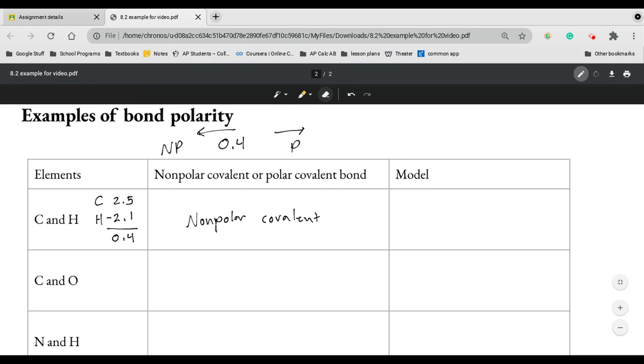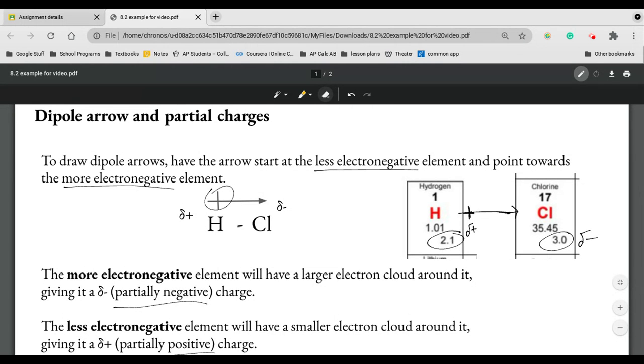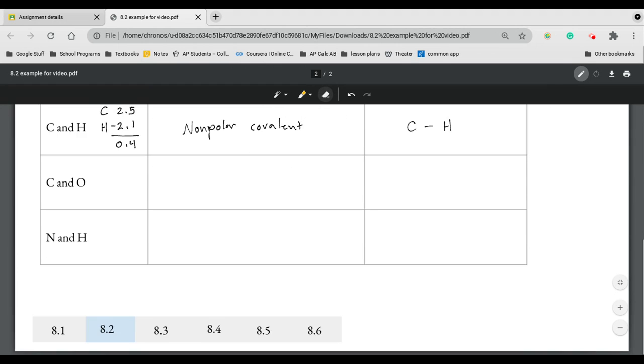And then when you're modeling this, you draw out the bond. And since it's a nonpolar covalent bond, we don't add any of these dipole arrows or delta positives and negatives, because those are signifying the movement of an electron, which isn't present in a nonpolar covalent bond.